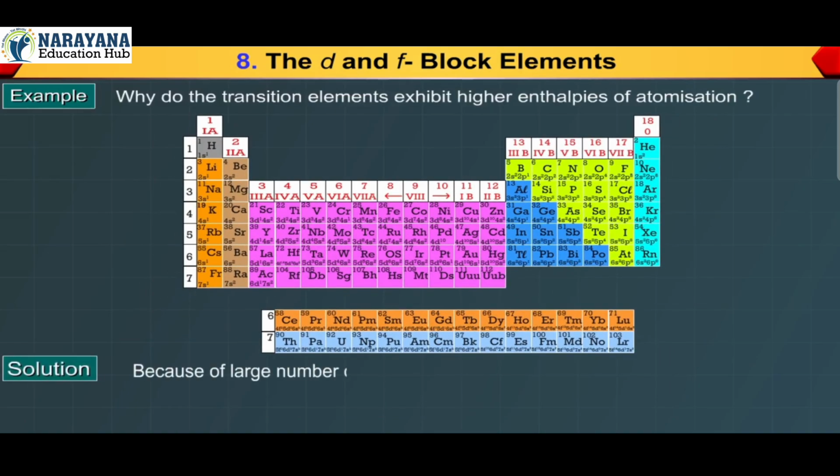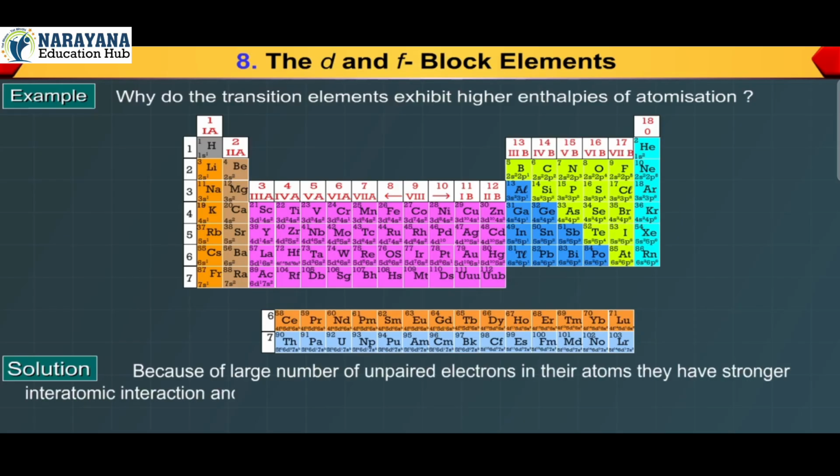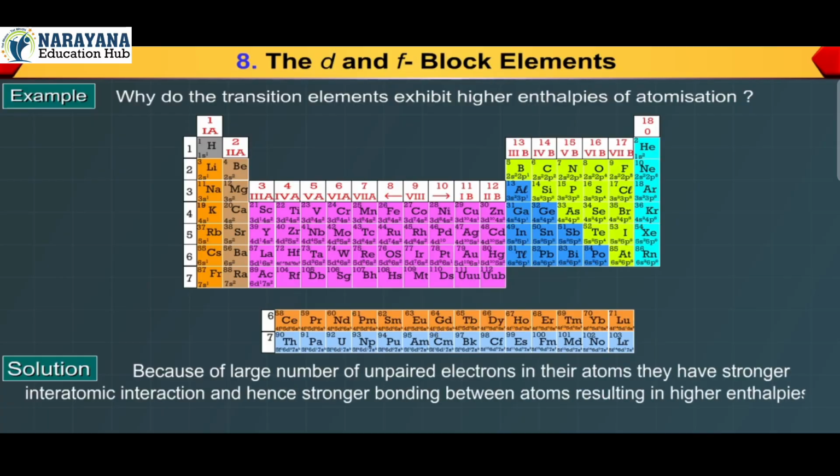Solution: because of the large number of unpaired electrons in their atoms, they have stronger interatomic interaction and hence stronger bonding between atoms, resulting in higher enthalpies of atomization.